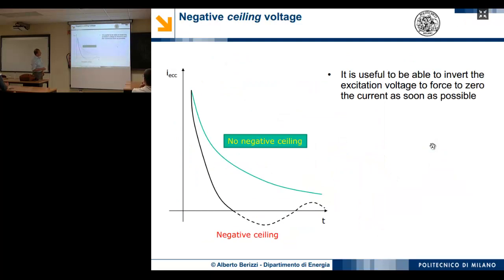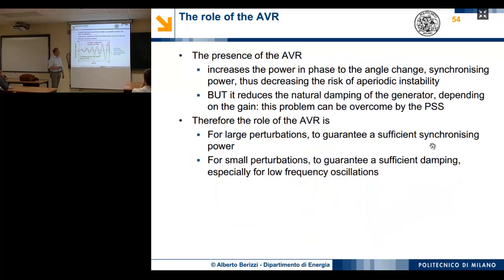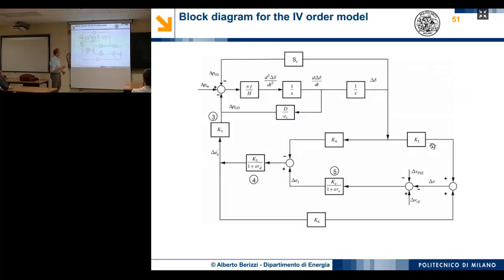This is again, okay. Practical cases. I mentioned what to do in case of small perturbation angle stability. I mentioned that you may have an additional signal. This additional signal was represented here. Okay, just for you to know what is the meaning of this. PSS means power system stabilizer. This is an additional signal that can be injected into the excitation system.